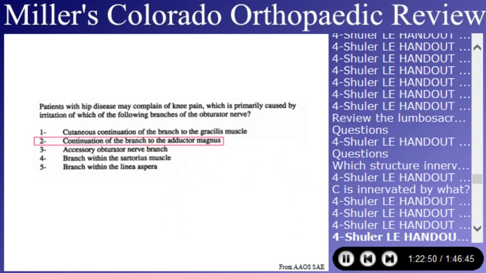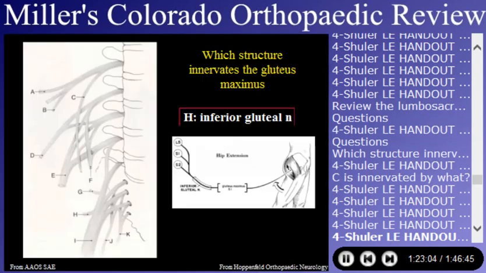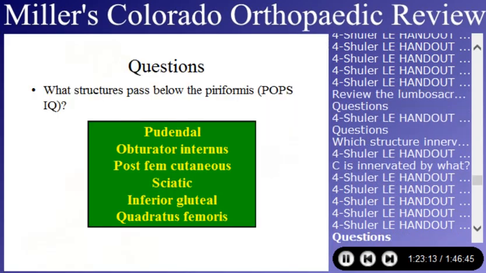Don't forget something as simple as radiographing a joint above and below the patient's complaint. Okay? Branch to the adductor magnus can give you knee pain. So simultaneously, if you have hip pathology, they can present with just knee pain. What structure innervates the gluteus maximus? Inferior gluteal, S1. H on your diagram.